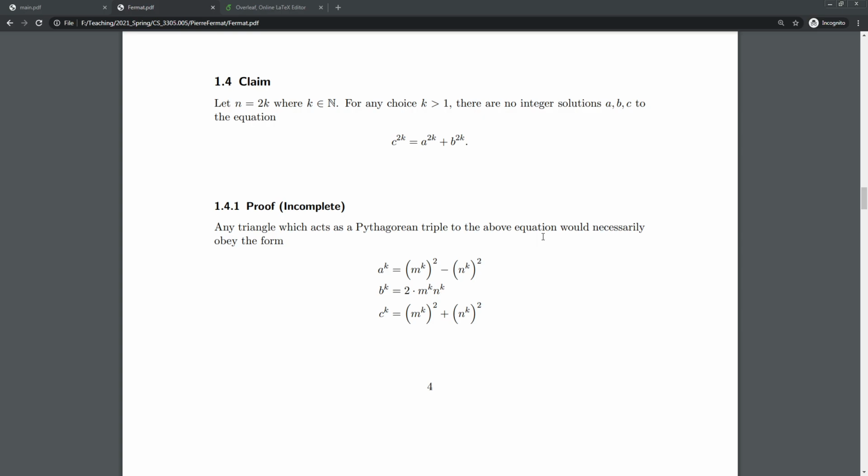Okay, so whenever we were proving the case for n equals 2k, or n is some even integer larger than 1, for Fermat's theorem, we had it in this form, and then we showed that if it's an integer, then it should be generated by Euclid's formula, and so it has this form. But that was perhaps a little fast and loose.